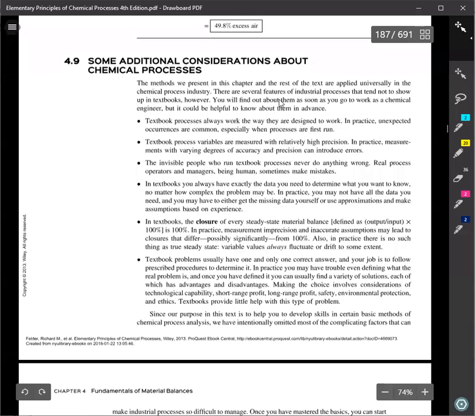All right, I'm finally wrapping up. Section 4.9 is my other favorite section of this textbook because it just gives you some additional things to think about that you cannot really test or show in a regular textbook problem. So certain things like textbook processes are always designed, or they always work how you think they're going to work. But in practice, things don't work as common.